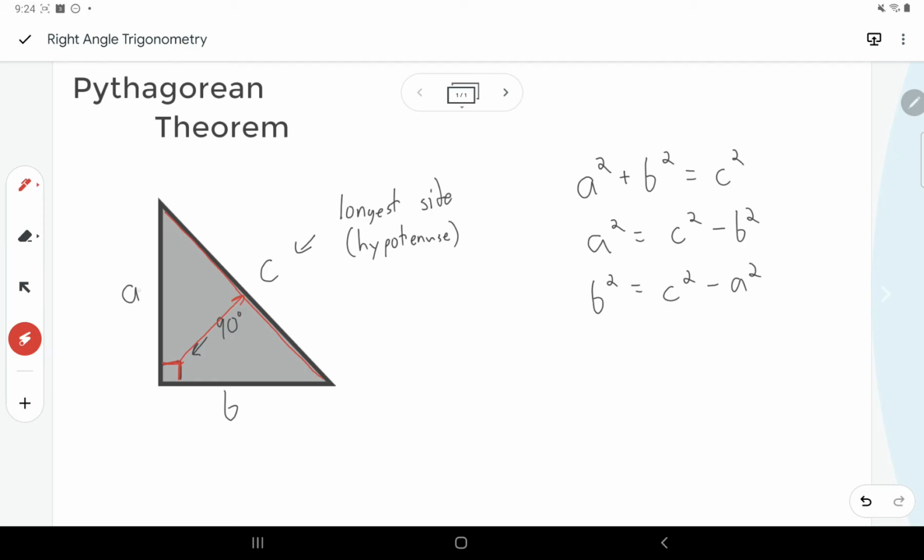Okay, A and B can be assigned however you like. It's just the other two sides. As long as before you do your question, you assign those sides and keep them consistent throughout the question.